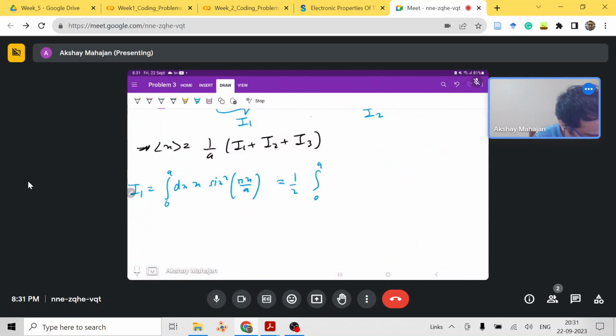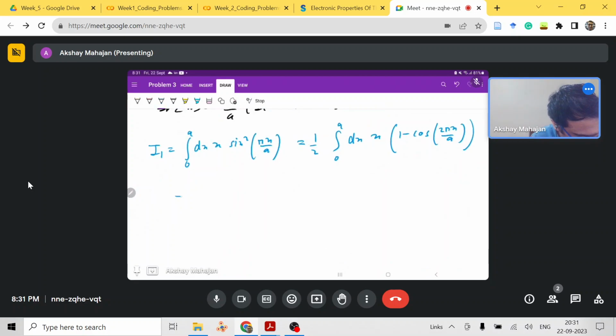0 to a, I will have x dx. Now 2 sine square theta is equal to 1 minus cos of 2 pi x by a. Okay, so I can write this as 1 minus cos 2 pi x by a. So that gives me 1 by 2 integration from 0 to a of x dx, minus 1 by 2 integration from 0 to a of x times cos of 2 pi x by a dx.